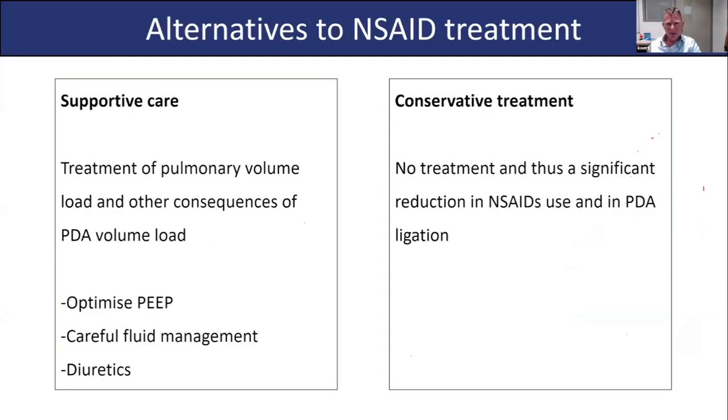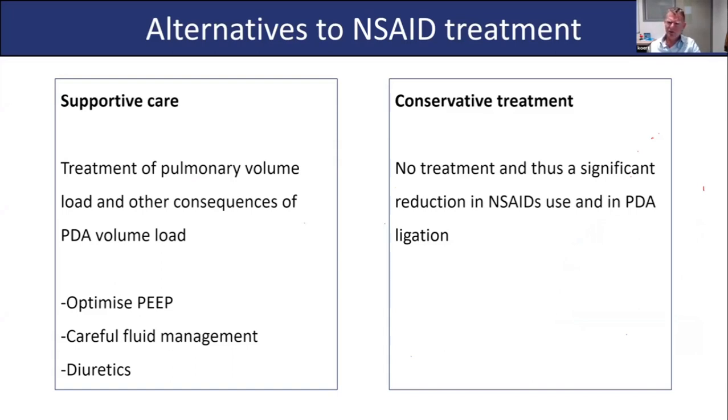The second thing that came up is supportive care or conservative treatment. They're not the same. We would like to think that supportive care is treatment of pulmonary volume load and other consequences of PDA volume load. And generally 3 components, but there might be some more, which I'll get back to later. Optimizing the PEEP setting in your respiratory support, careful fluid management, and the addition of diuretics.